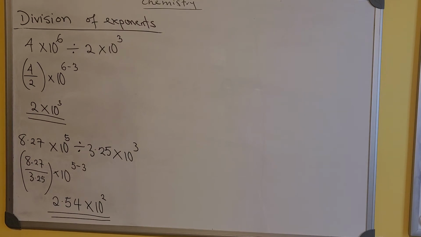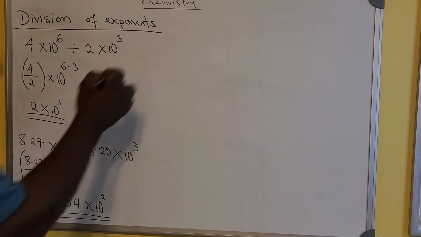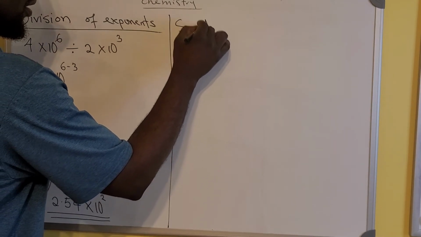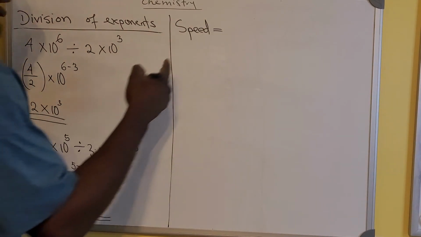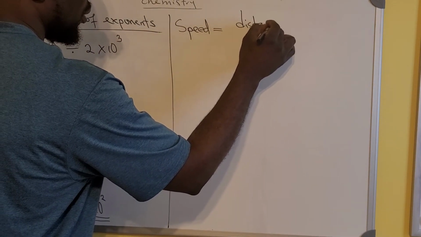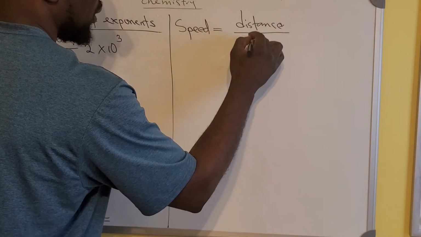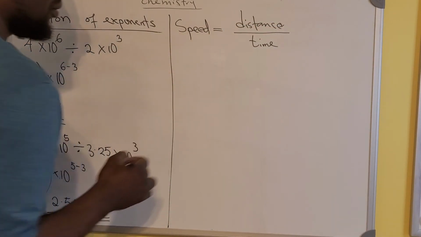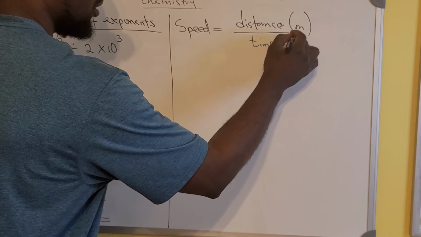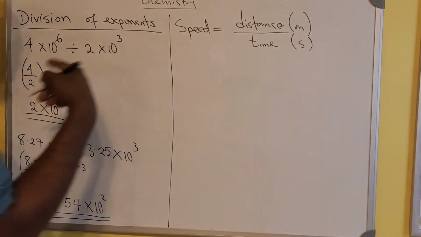And you may ask yourself, why do I need to learn this? Well, that's because in real life, you're going to find yourself in a situation where you have to solve questions like this. Take for example speed. The equation for speed is distance over time. And the unit of distance here is meter, and the unit of time is second, because we did that in our previous video.